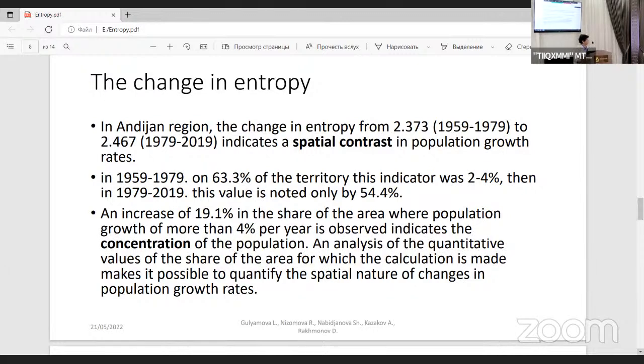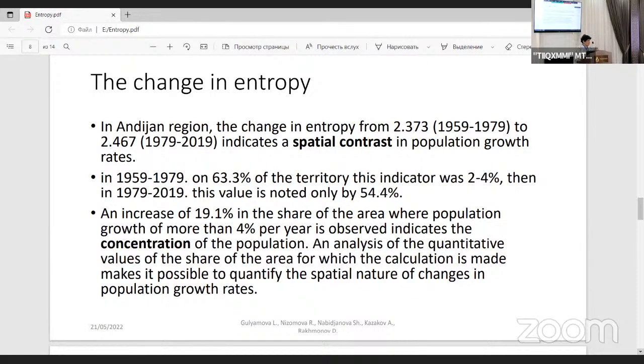What does it mean? In 1979, 60% of the population had growth of about 2%. But this value is not in 1979, only in 51% of all area.